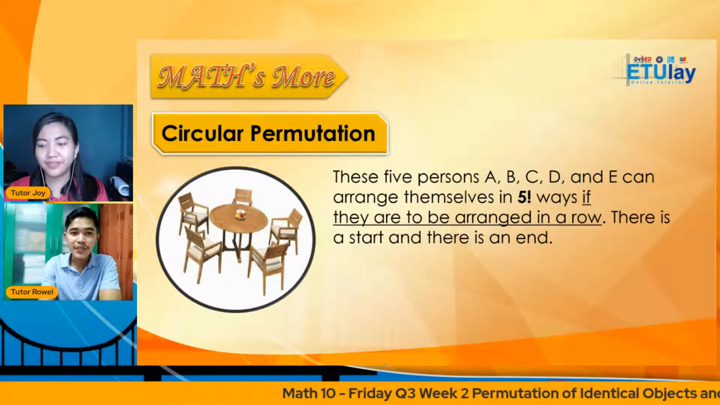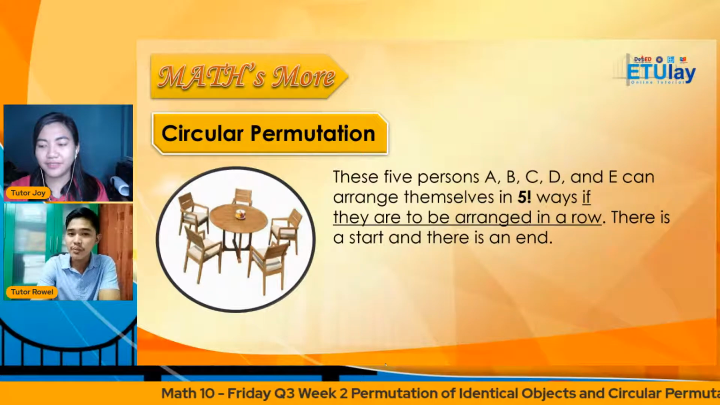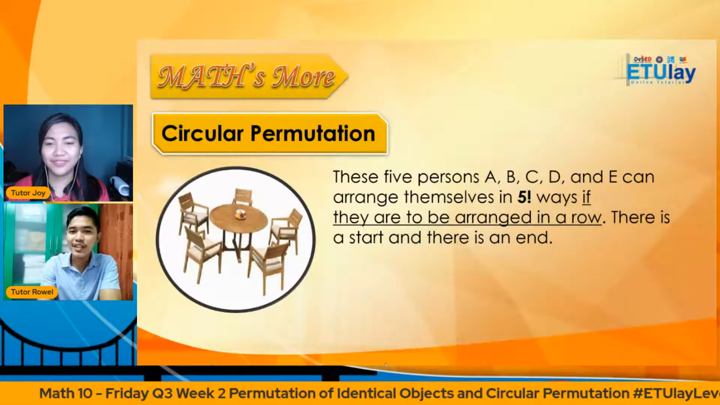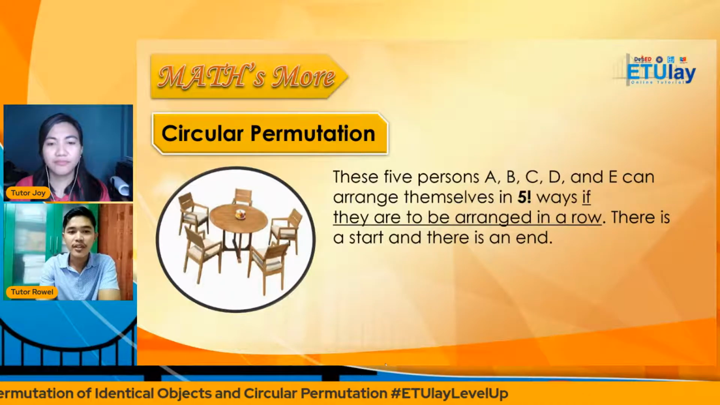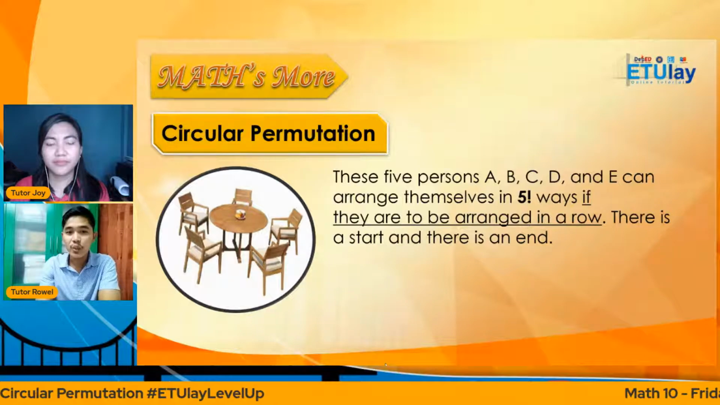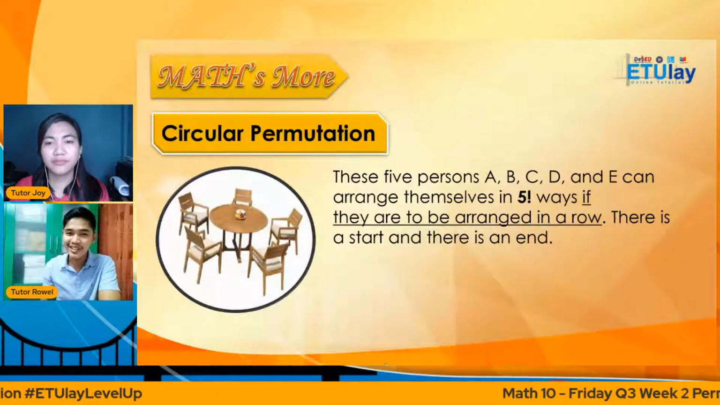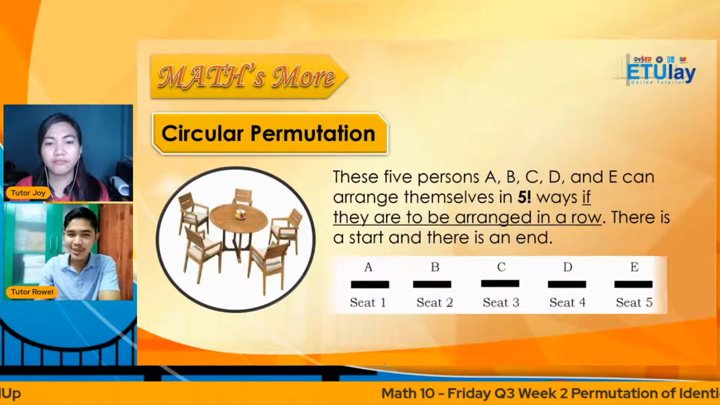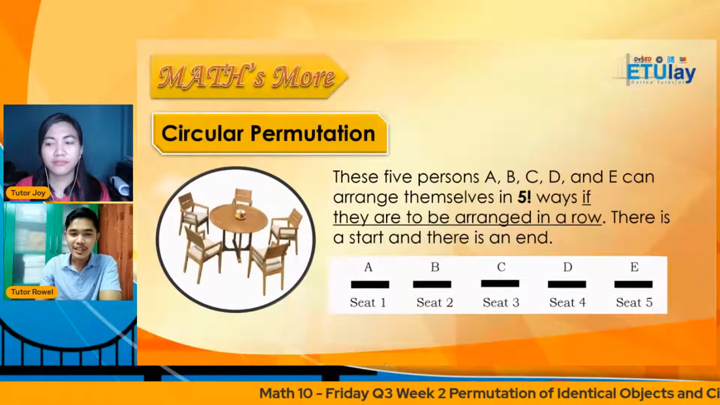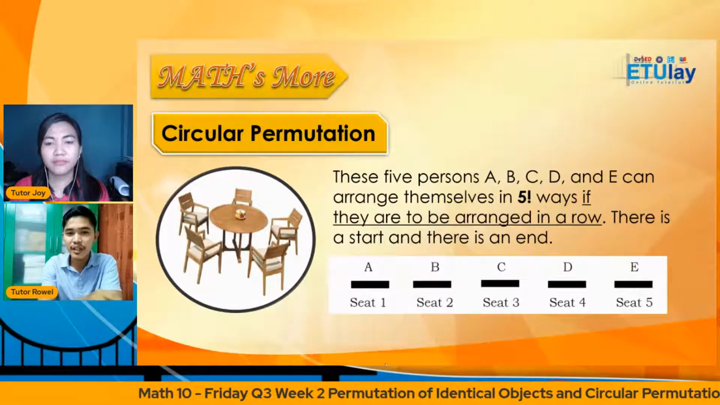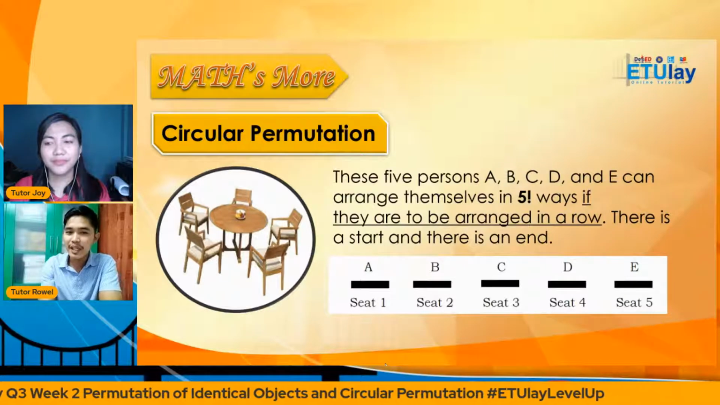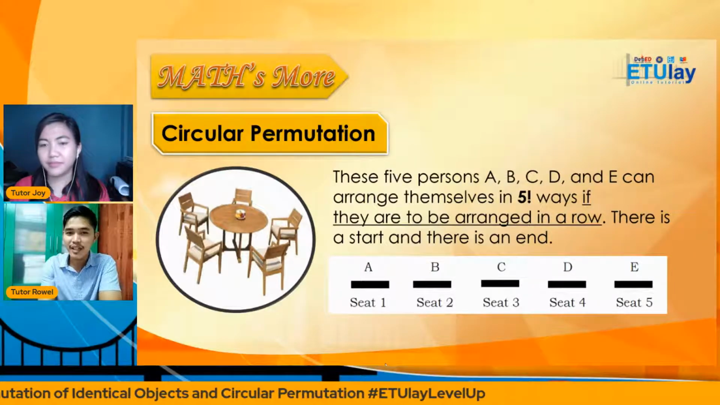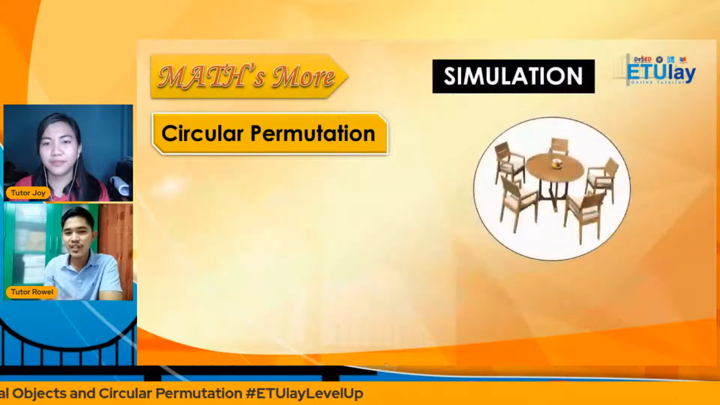Kaya lang, that is if they are arranged in a row. Ang problem natin, naka-circular table. So, there is a start and there is an end. Pero in a circular table, walang start, walang end. Kasi paikot-ikot lang yun. So, paano kaya yan isa-solve? Kung titignan nyo, sa isang linear or sa isang row, we have 5 seats. So, i-multiply lang natin yung 5 factorial. So, paano kapag nasa circular table?